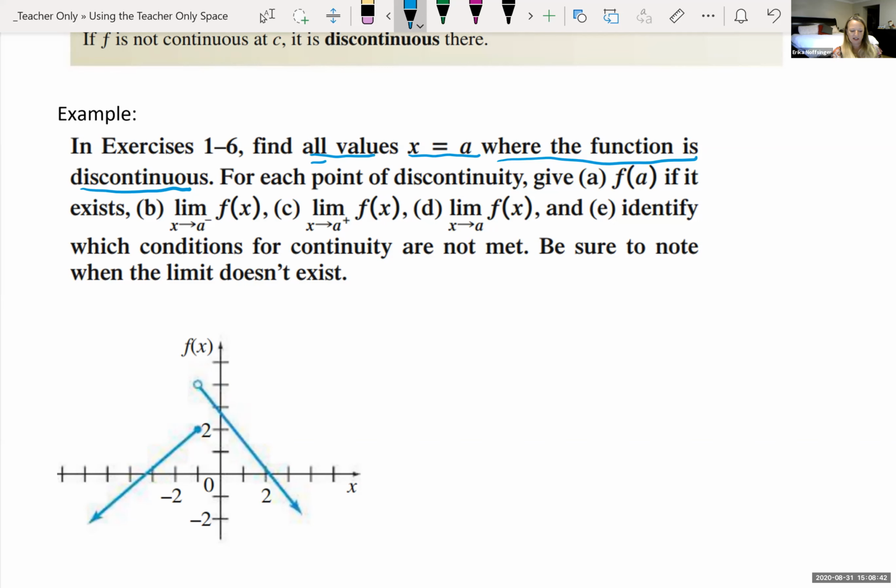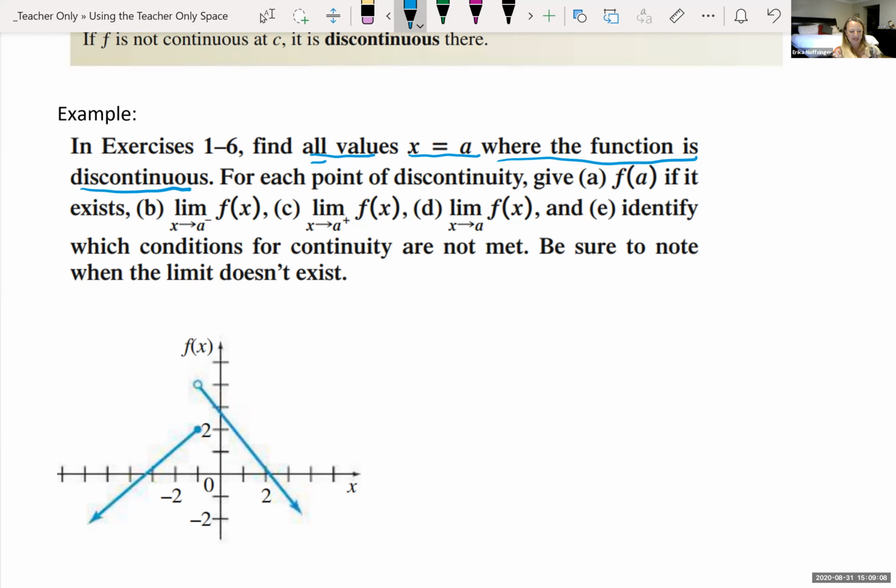So for each point of discontinuity, give, a, f of a if it exists. B, we're going to look at the left-hand side limit of f of x. C, we're going to look at the right-hand side limit as x approaches a. D, we're going to look at the limit as x approaches a, and then identify E, which condition for continuity is not met. Okay, so be sure to note when the limit doesn't exist.